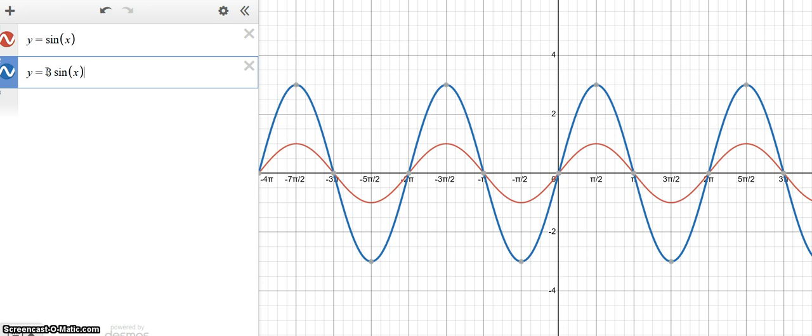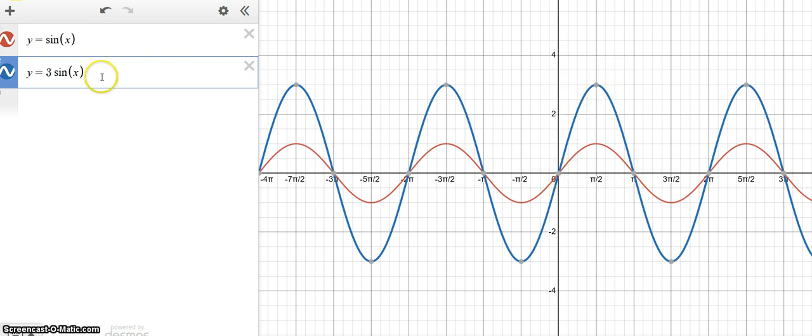All right, so you can see what it did. It kind of grabbed the graph right here and stretched it up, and also grabbed the graph here and stretched it down. Notice it still starts at 0, 0. It still ends at 2 pi, 0. It's still 0 in the middle, but it changed what we call the amplitude.